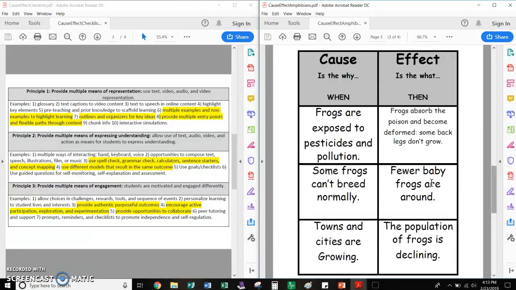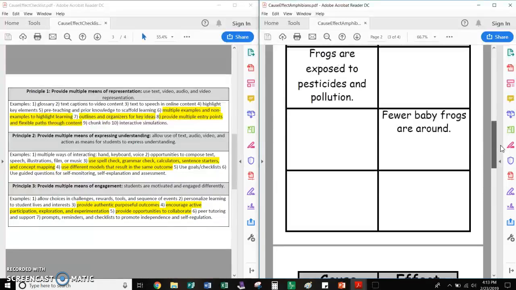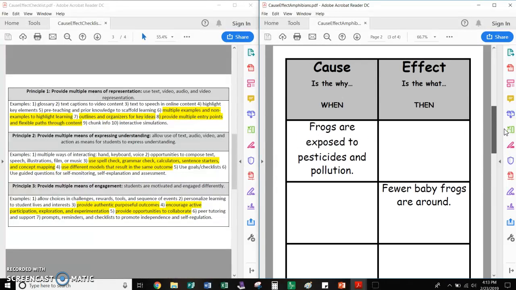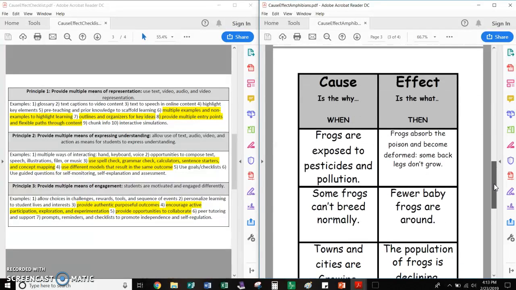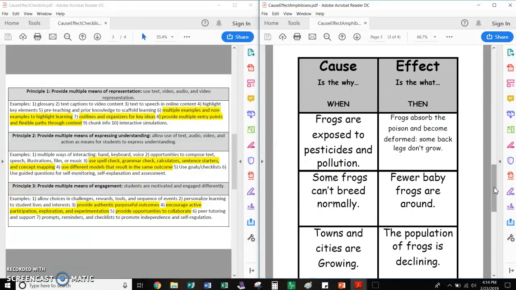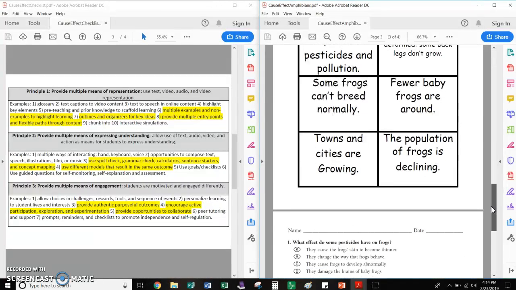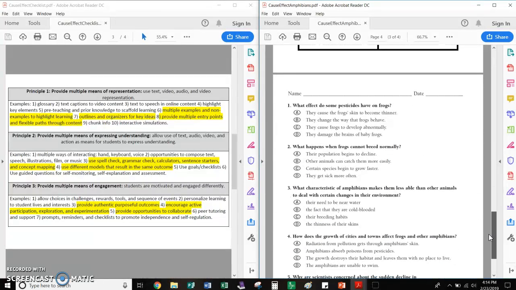Providing multiple entry points through flexible paths through the content. The reason why I highlighted that is because I felt like giving kids the differentiated organizers, depending on their reading level, was an example of having flexible paths to get to the same point of identifying these cause-effect relationships. Maybe for my lower readers, I might not even have the multiple choice questions at the end.